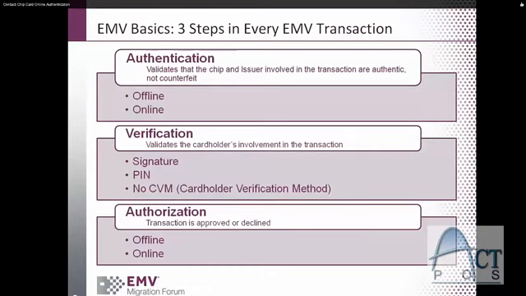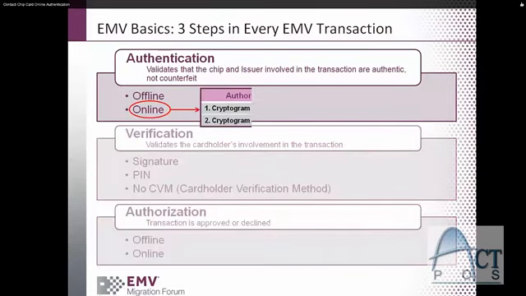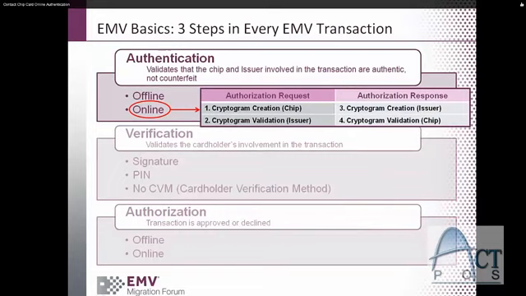There are three basic steps in every EMV transaction. One is authentication, which validates that the chip and issuer involved in the transaction are authentic and not counterfeit. Second is verification, which validates the cardholder's involvement in the transaction. And third is authorization, whereby the transaction is approved or declined. What we're going to talk about in this presentation is the online method of authentication.